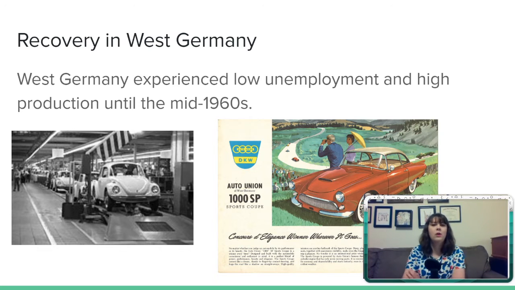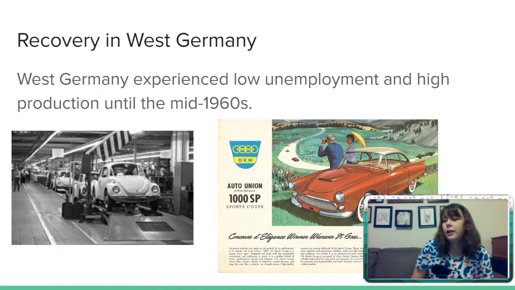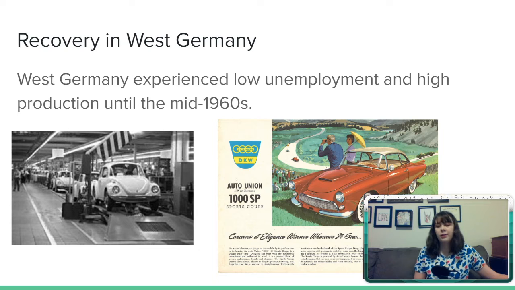West Germany: we've talked about East and West Germany before, but West Germany, with the Marshall Plan and that money, is going to experience really low unemployment and high production until the mid-1960s. Part of the reason for the Marshall Plan was that the Americans realized that part of the reason World War II started was the crazy war reparations that were put on the Germans after World War I. So they said, no, we're not going to make them pay, we're going to help them.